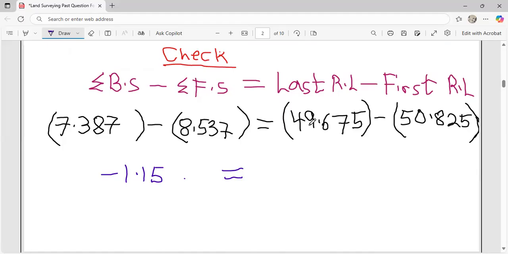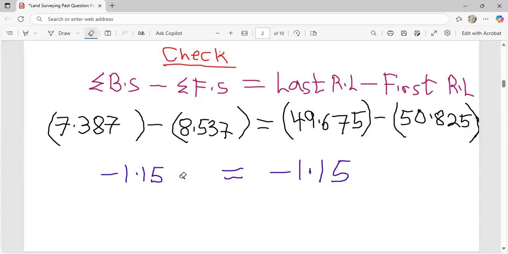That's going to become 49.675 minus 50.825. At the end of the day, we are going to get minus 1.15. So you realize that at the end of the day, our left hand side is equal to our right hand side, which implies that we are on the right part.